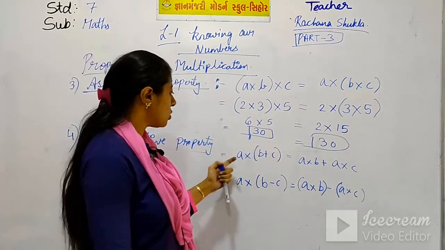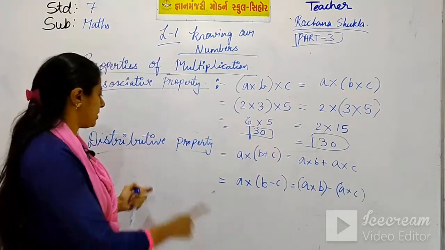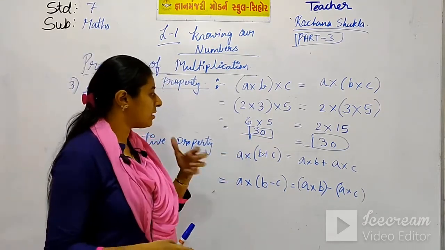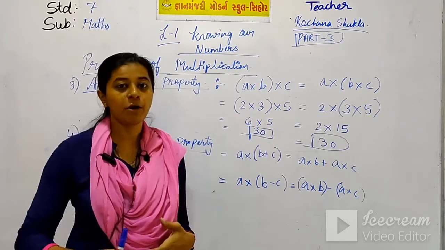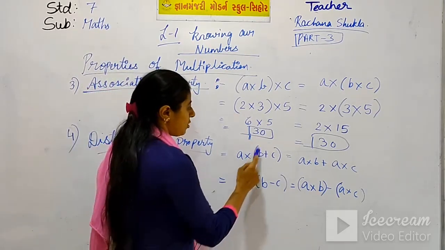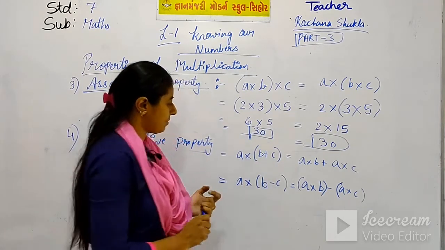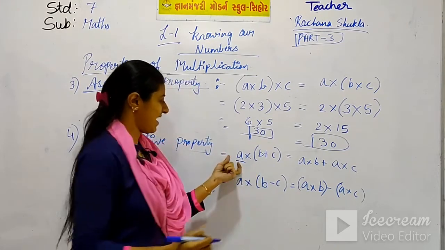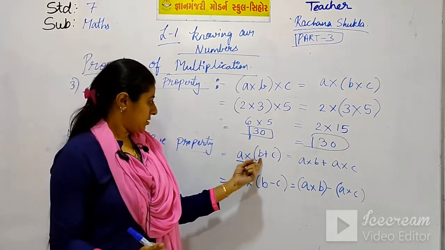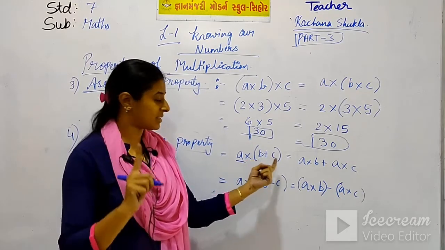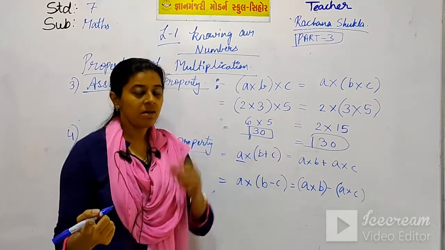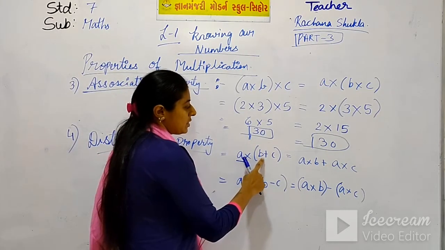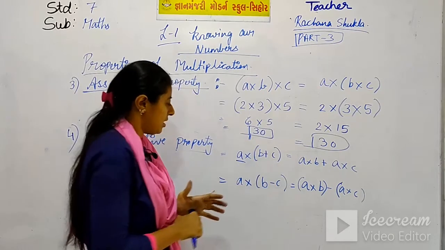Now see, here is a unique way to teach you this property, that is the distributive property. This is my formula of learning. A into (B plus C). That means A is your mom, B is you, and C is your brother or sister.